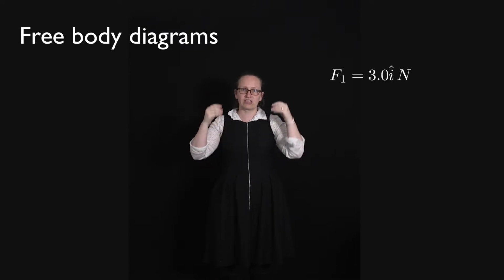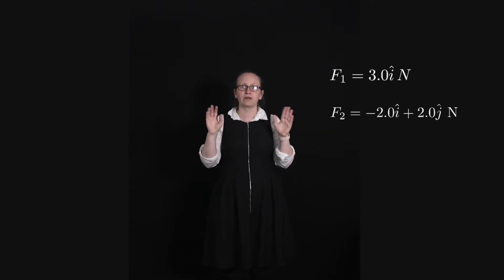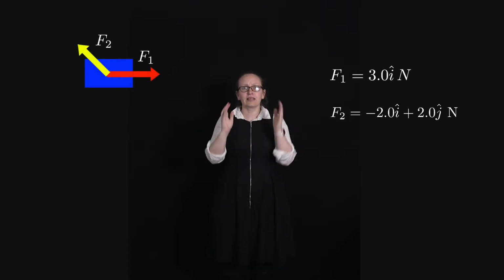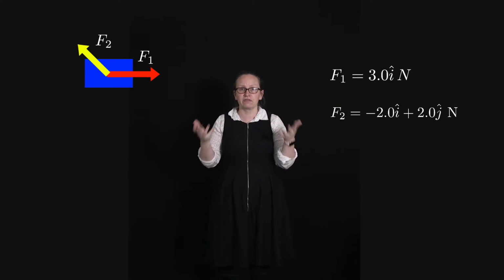So we'll have the force F1, which is equal to 3.0 newtons in the i direction, and F2, which is 2.0 i plus 2.0 j newtons acting on the body. So in this case, the free body diagram looks like this. Now the arrows on the free body diagram represent these forces. The direction of the arrow shows the direction that the force is acting, and the length of the arrow shows the relative magnitude of that force.